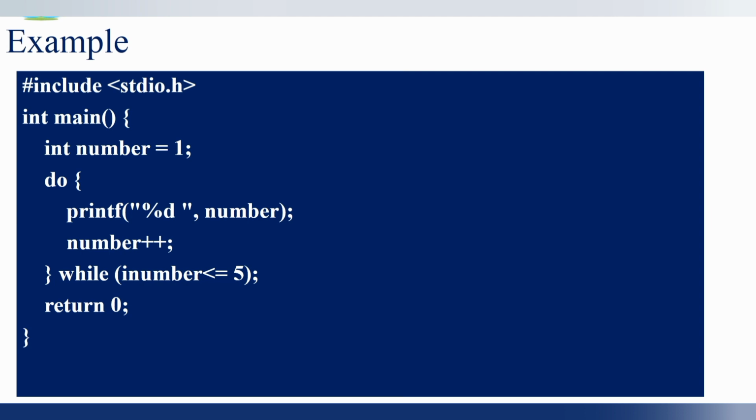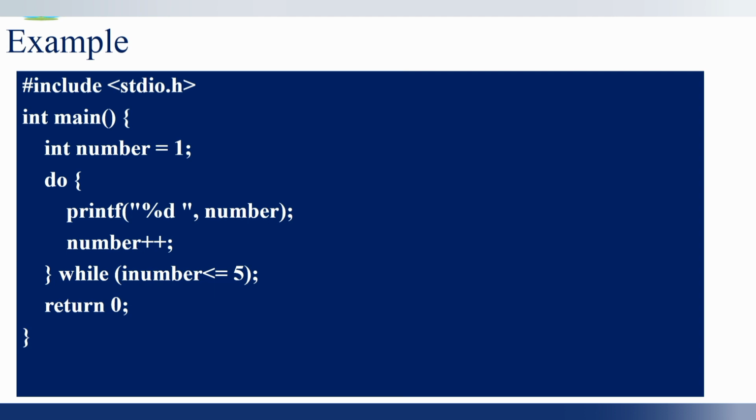Inside the do while loop, the printf function is used to print the current value of number. The number variable is incremented by 1 using the increment operator, which ensures the loop progresses to the next number in the sequence. After executing the loop body, the condition is checked. If the condition is true, the loop continues to the next iteration. If the condition is false, the loop terminates and the program proceeds to the next line. The loop continues until the value of number becomes greater than 5.